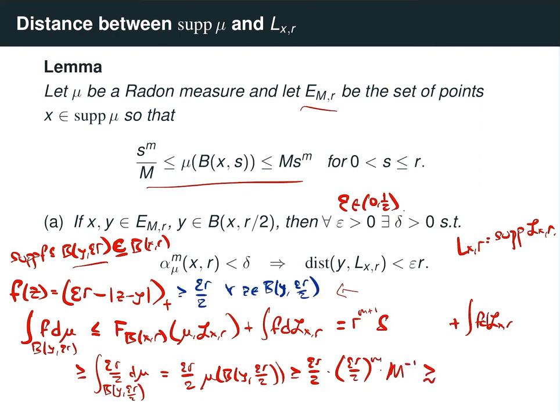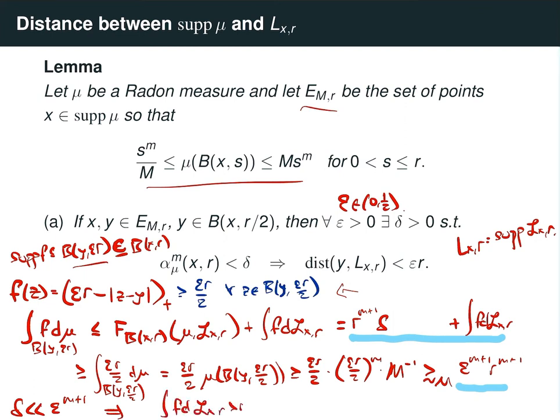And this is all at least some constant depending on m times epsilon to the m plus 1 times r to the m plus 1. So now notice that I have some constant times epsilon to the m plus 1 times r to the m plus 1 over here. And on the other side of the inequality, I have r to the m plus 1 times delta plus the integral of f against this affine measure. So if I pick delta a lot less than epsilon to the m plus 1, that will imply that the integral of f dL_{x,r} must be bigger than 0.